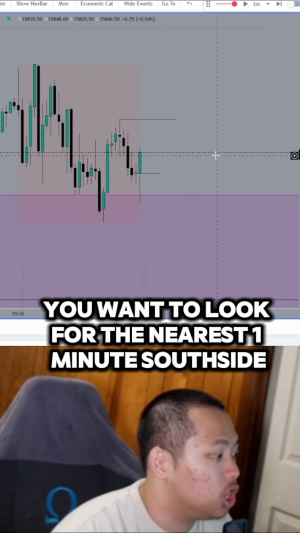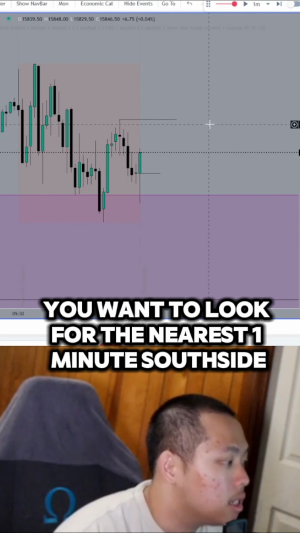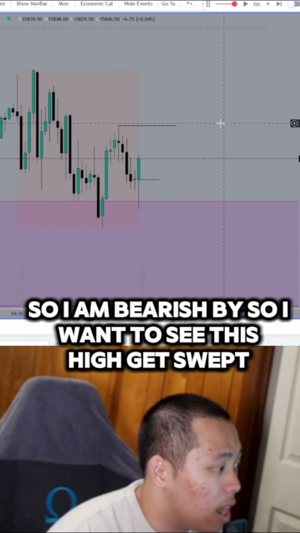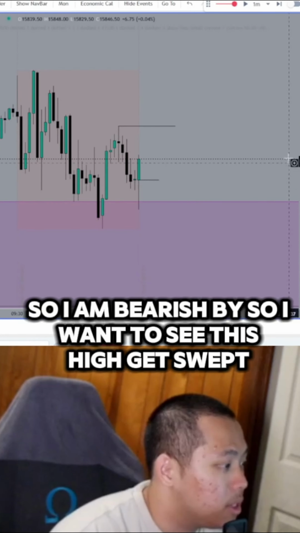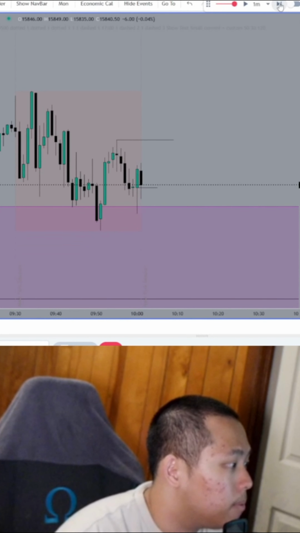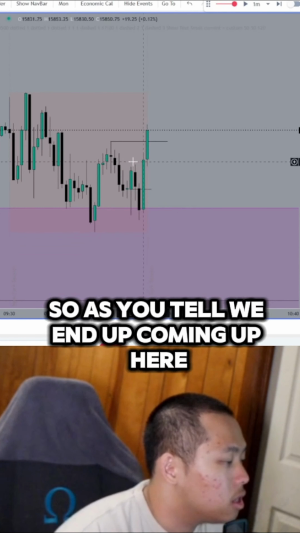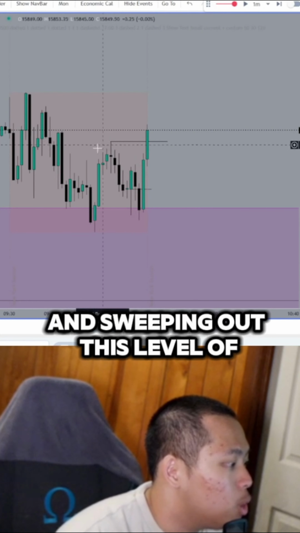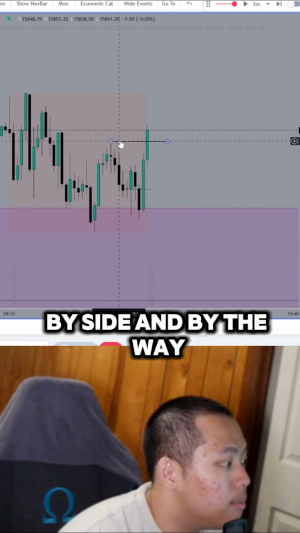And if you are bullish, you want to look for the nearest 1 minute sell side. So I am bearish bias, so I want to see this high get swept. So let's go and play it out. As you can tell, we end up coming up here and sweeping out this level of buy side.